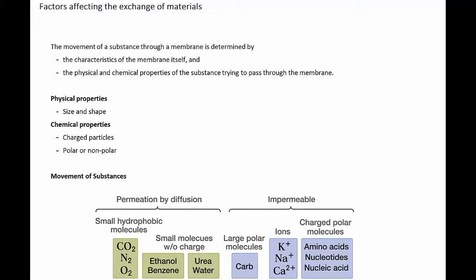Whether or not a substance can pass through a membrane is determined by the characteristics of the membrane itself and the physical and chemical properties of the substance trying to pass through the membrane. So, for example, a physical property of a substance would be its size and shape, whereas the chemical properties would include whether it's a charged particle or whether it's polar or nonpolar.